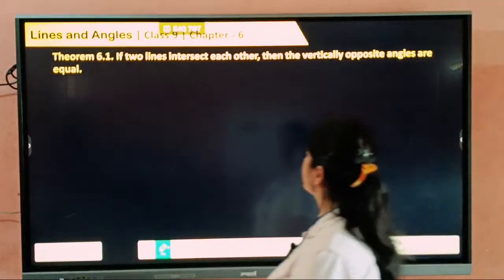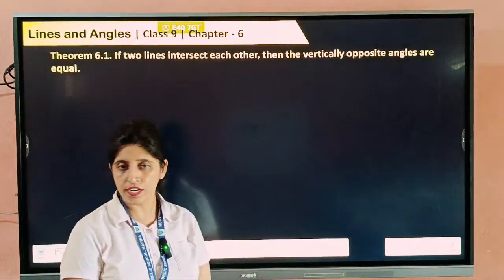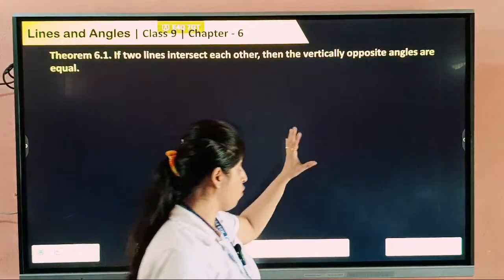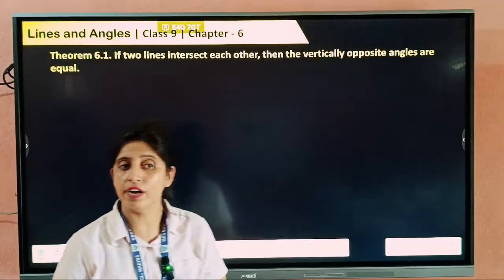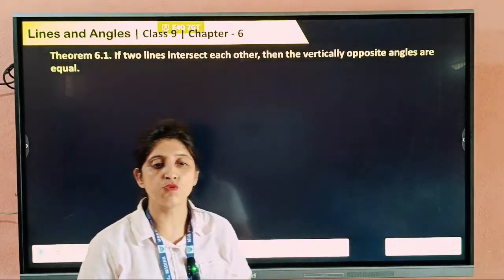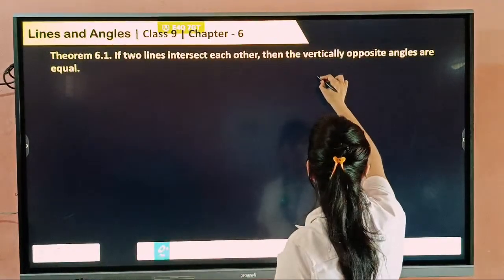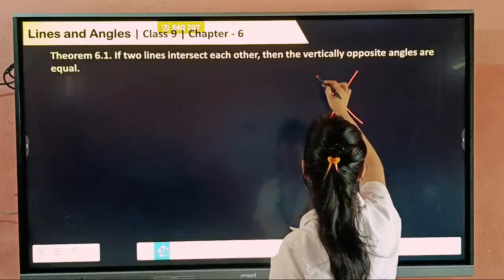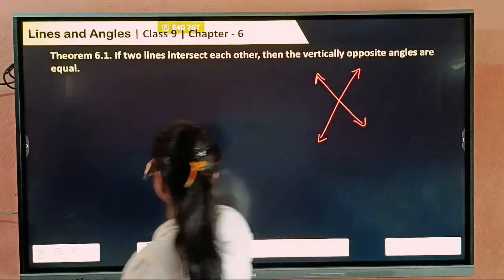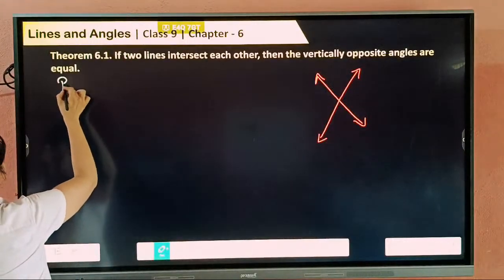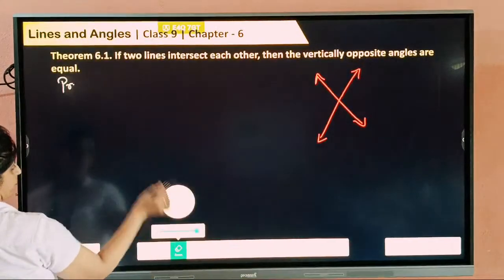If two lines intersect each other, then vertically opposite angles are equal. Now we have done only this statement. Now we will do the proof of that. If two lines intersect, then vertically opposite angles will be formed, but these vertically opposite angles are equal, right? So we will do this theorem. So, proof. First we will start to prove.